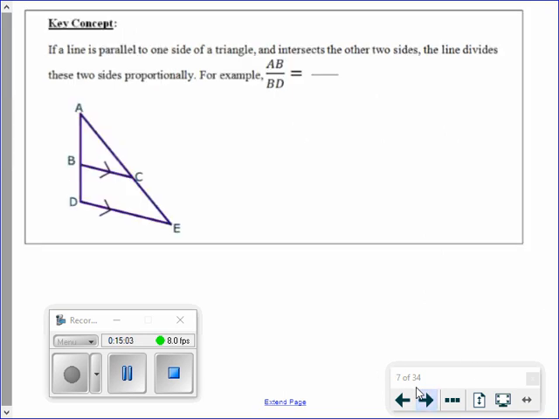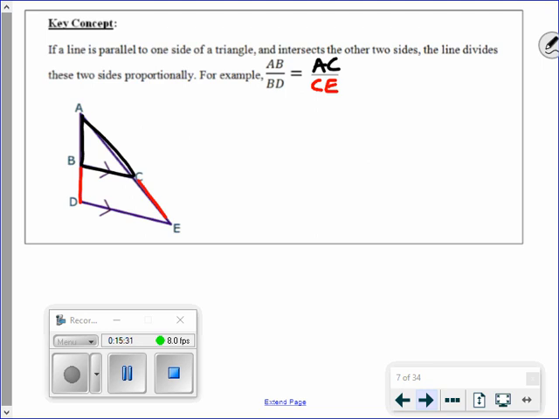So this leads us to our key concept. Again, same thing: if a line is parallel to one side of the triangle and intersects the other two sides, it divides them. So AB is in the smaller triangle, and then BD is our like pieces. Then I'd go back to the smaller triangle with AC, and then the piece CE.